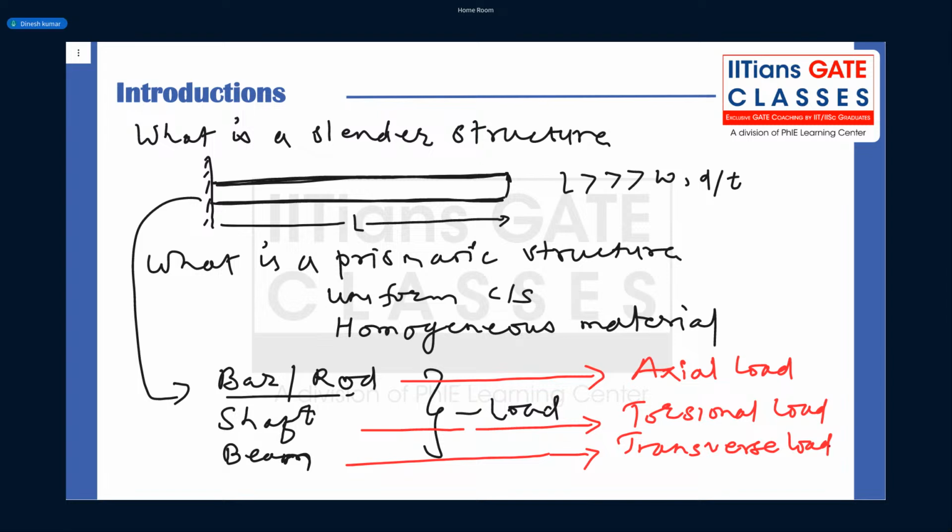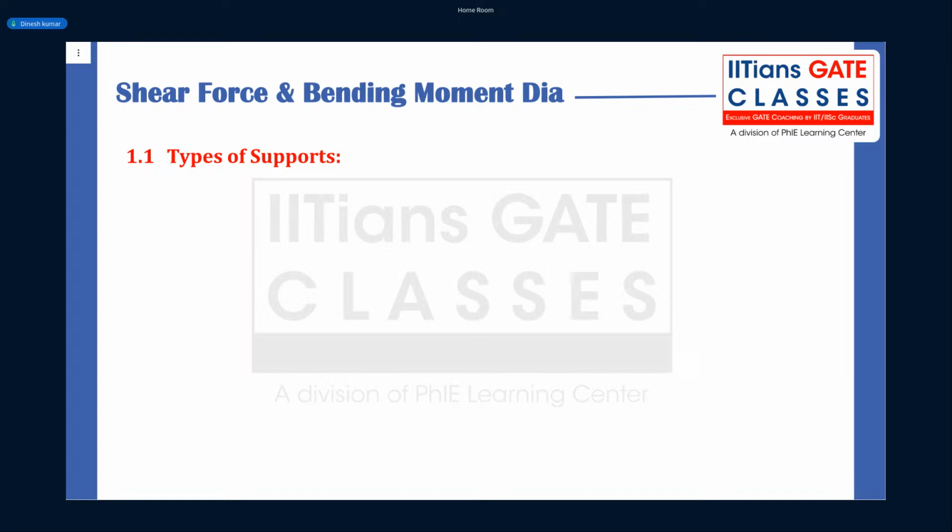So if on this slender structure your load is axial load, then this is known as what? Mohit, it can be a point load, it can be a UDL, it can be UVL, it can be a bending moment. Okay. So if the load is axial, then it is known as bar or rod. If applied load is what? So I can draw and show, guys.